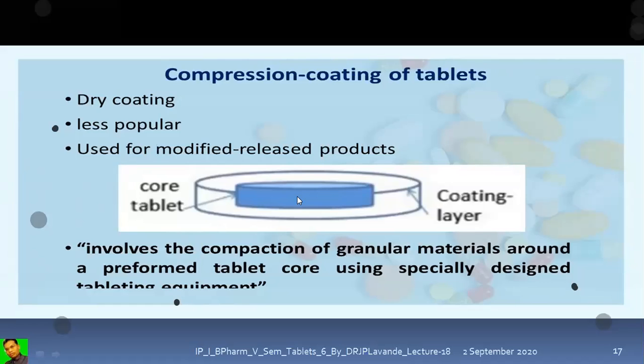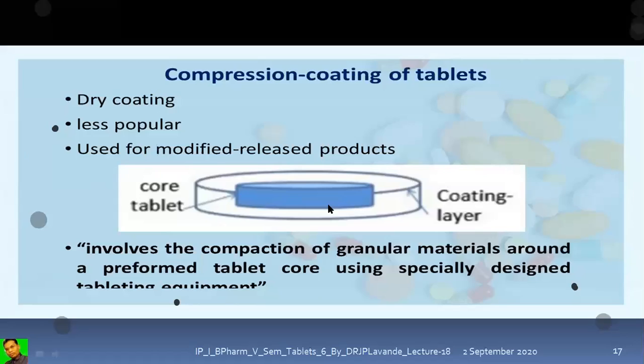You can see there is a core tablet, and this core tablet is getting coated with the help of a coating layer. Now this process is the dry coating. It is less popular and it is used for modified release products. It involves the compaction of the granular material. It involves the compression of the granular material around a preformed tablet.